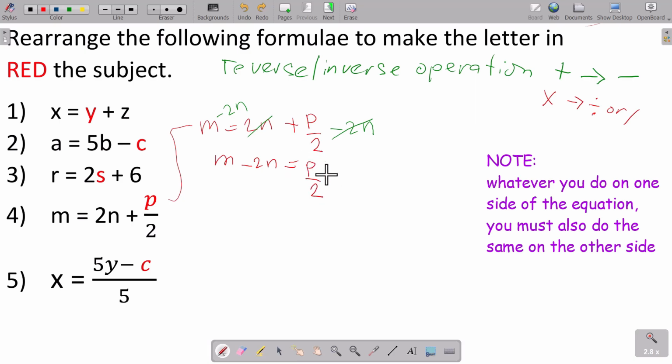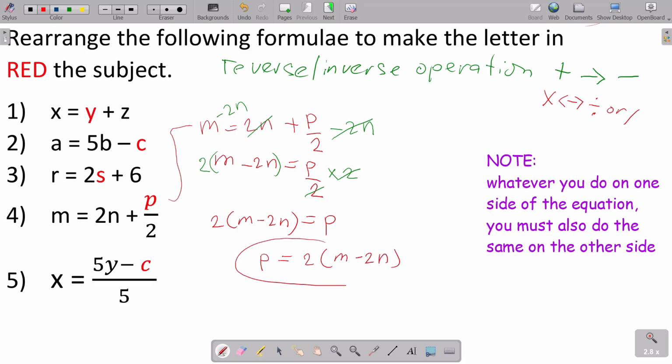The operation here is division. So we have to use the reverse or inverse operation of this division, which is multiplication. So we can multiply this by 2. And we also multiply this side by 2. So 2 here will be cancelled and p is on its own on this side of the equation. So we have 2 times m minus 2n. This equals p. So p now is the subject of the formula. You can rewrite this as p equals 2m minus 2n. So this is the answer.